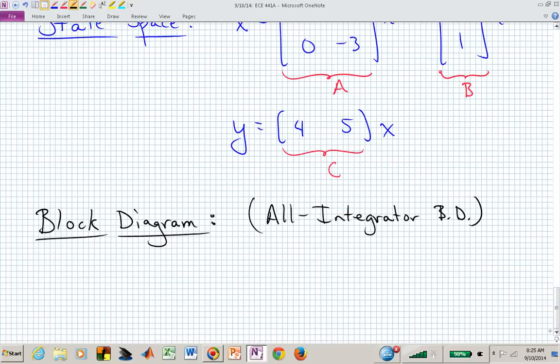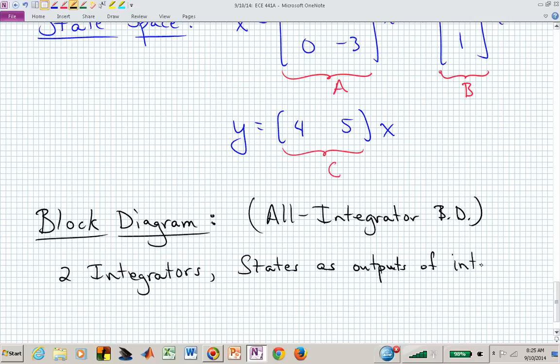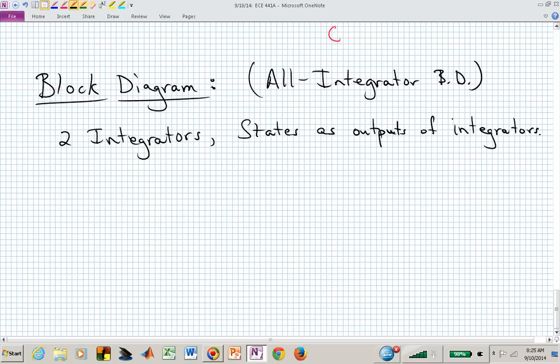Let's see what this looks like in terms of an all-integrator block diagram. You've just told me that we need 2 integrators. And what are we going to do with those two integrators? Or how are we going to interconnect those with this system? The convention is simply to have the outputs of your integrators be your state variables. And then it makes the sketching of this block diagram very straightforward. We have two integrators, and we're going to have our states as outputs of the integrators.